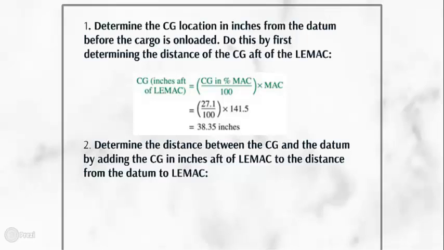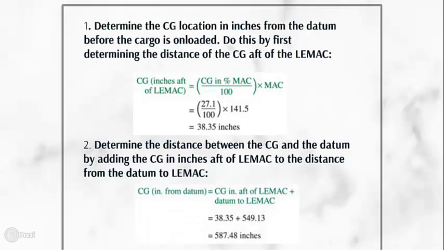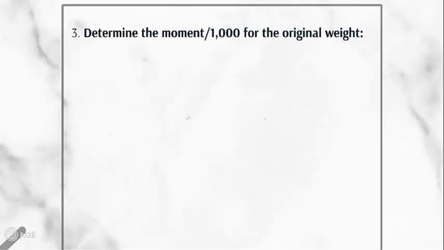Second step, determine the distance between the CG and the datum by adding the CG in inches aft of LEMAC to the distance from the datum to LEMAC. CG inches from datum equals CG inches aft of LEMAC plus datum to LEMAC. It will be 38.35 plus 549.13. The answer will be 587.48 inches.